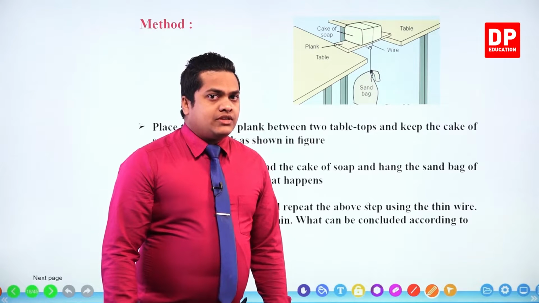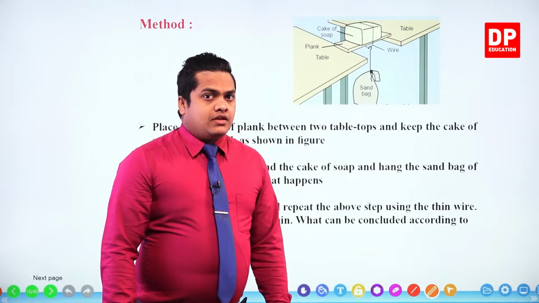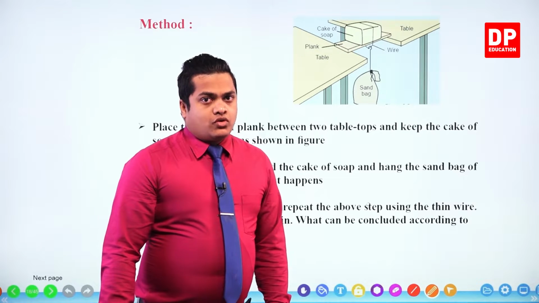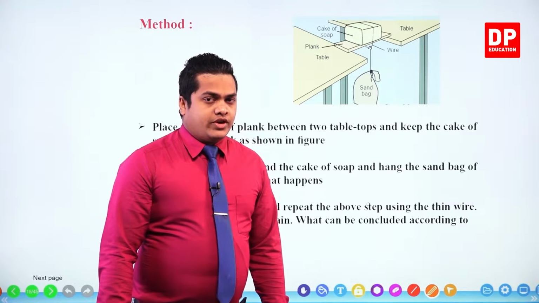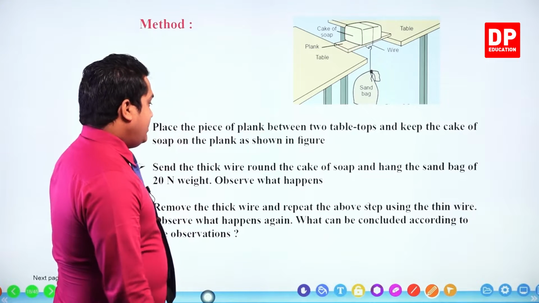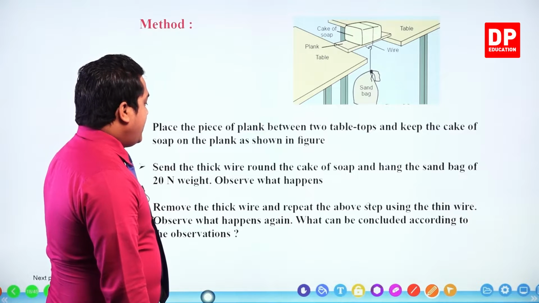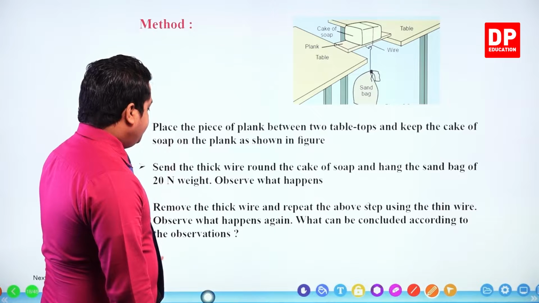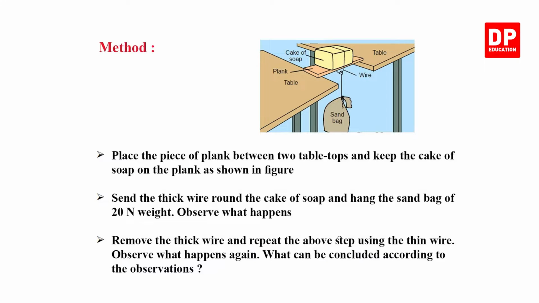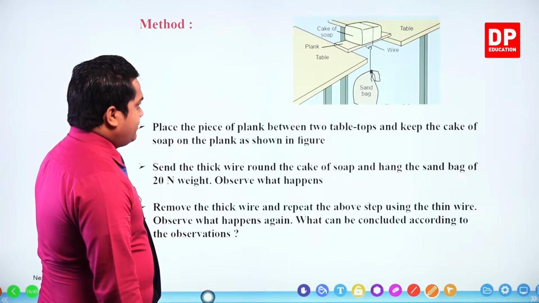However, according to the thickness, it may cut or not, right? We don't know. We have to conduct the activity and see what's going to happen. So in the first instance, send the thick wire around the cake of soap, hang the sandbag and observe what happens. Then after, remove the thick wire and repeat the above step using a thin wire. Observe what happens again. What can be concluded according to the observations?